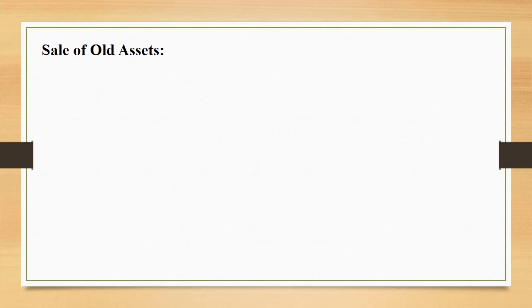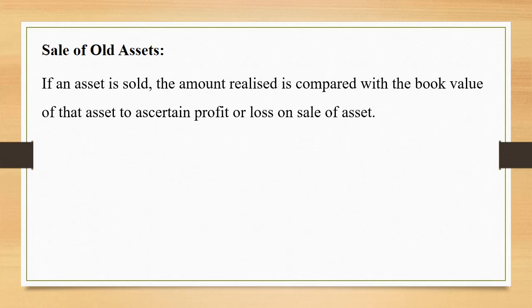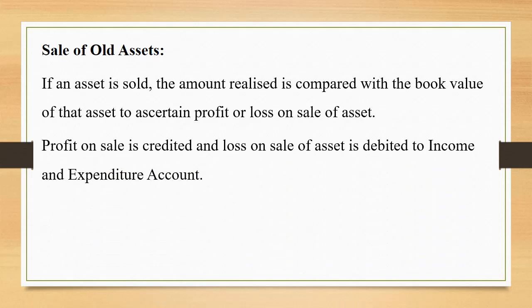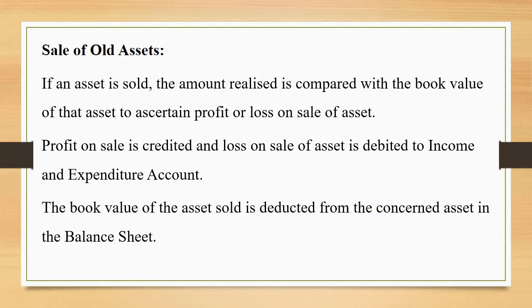Sale of old assets. If an asset is sold, the amount realized is compared with the book value of that asset to ascertain the profit or loss on sale of asset. Profit on sale is credited and loss on sale of asset is debited to income and expenditure account. The book value of the asset sold is deducted from the concerned asset in the balance sheet. I repeat again, the book value of the asset sold is deducted from the concerned asset in the balance sheet. Many times students make a mistake over here. They deduct the sale value, but it has to be the book value of the asset sold.